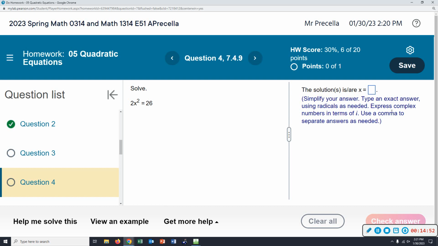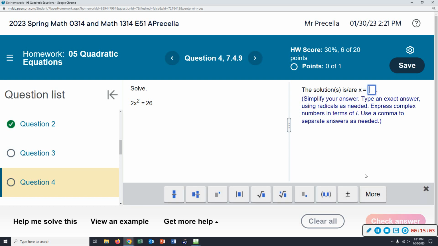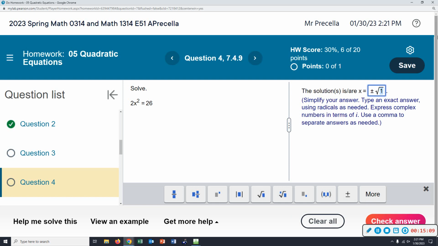Click in the blue box. You'll notice in the instructions here, they never changed it once they put the plus minus symbol. It still says use a comma to separate your answers as needed. You don't need to because they have the plus minus, then the square root 13.